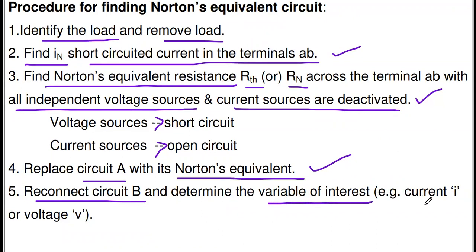Okay, so which one is our variable? Either current is the variable or voltage is the variable. In our question, you just find either current or voltage using the suitable method. Okay, so this is said to be the Norton's theorem.